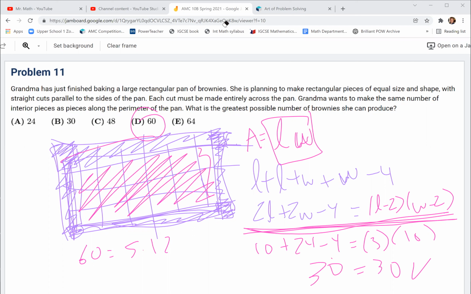So therefore, we have a 5 by 12 pan. So the answer is D, 60. That's the greatest possible number of brownies that we could make.